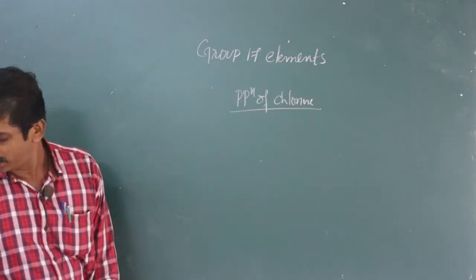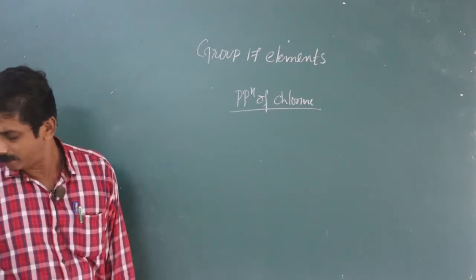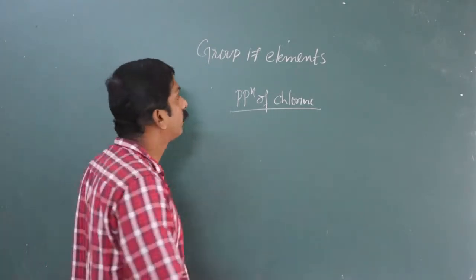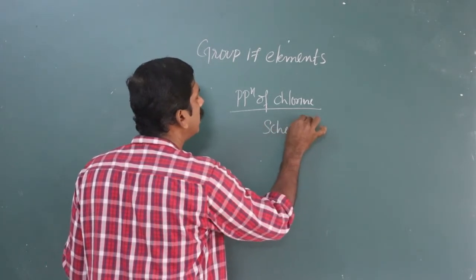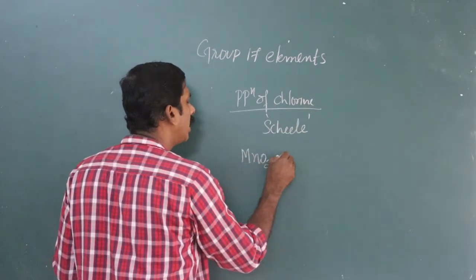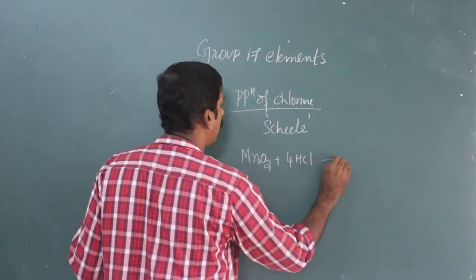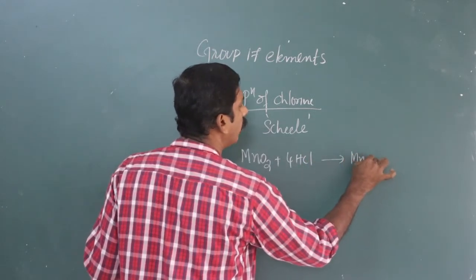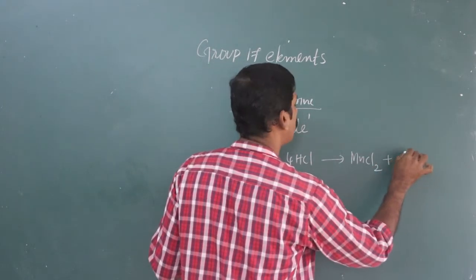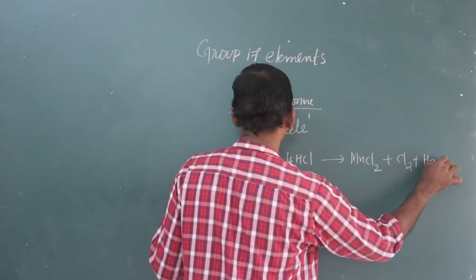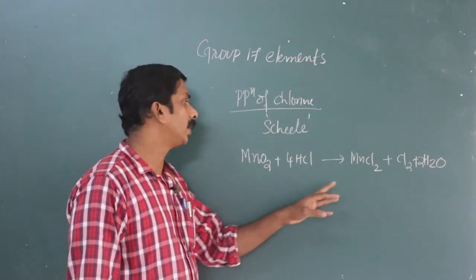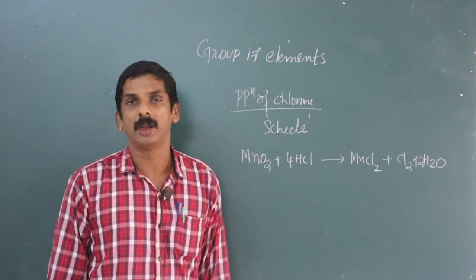Preparation of chlorine. Chlorine was first prepared by a scientist called Scheele by the reaction between manganese dioxide and HCl. It gives MnCl2 plus Cl2 plus H2O. This is the first method.